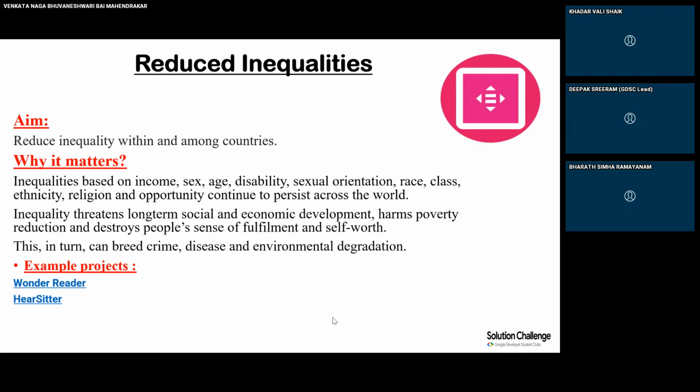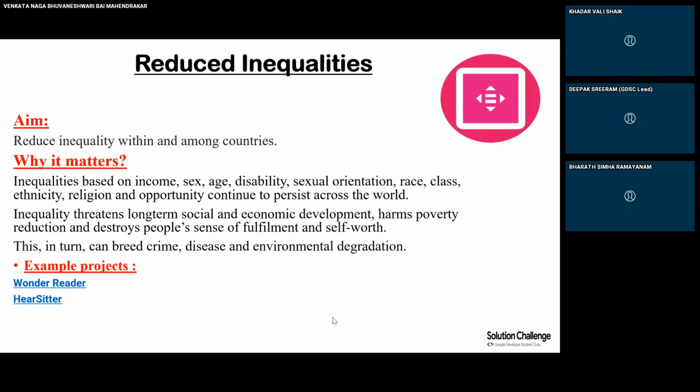Inequalities don't talk about one single thing. It's about income, it's about age, it's about sex, whether it is boy or girl. It's about disability, like handicap, etc. It's about religion, it's about many, many things. Inequality is not about just one type of inequality, it's about everything. So for that, we need to reduce all types of inequalities.